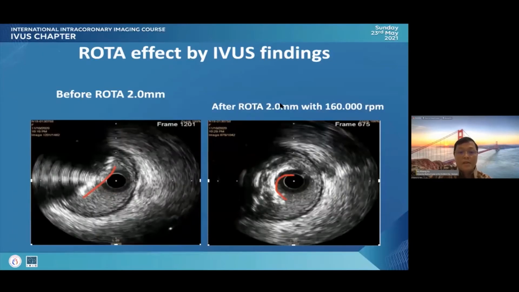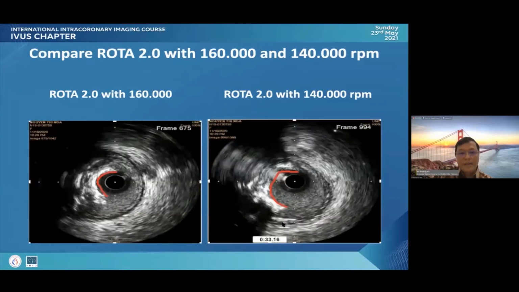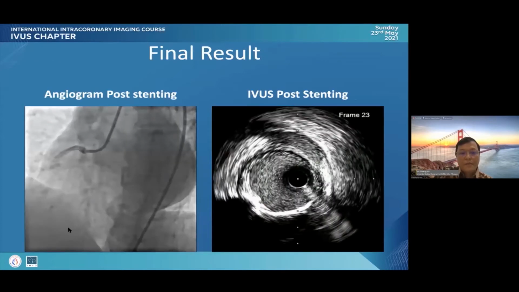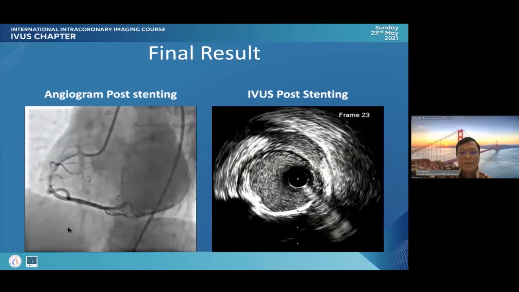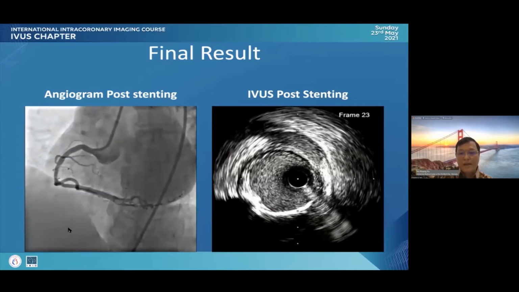Great. Please proceed, Dr. Vu. So this is the rota effect by IVUS finding. On the left-hand side, you see the beginning before the rota run, and on the right-hand side, you see the rota effect after the first run with 160,000 speed. In this slide, you can compare the high speed rota run and low speed rota run. We have bigger debulking of the calcified nodule. And this is the final result after we put a stent in the RCA, in the IVUS finding.